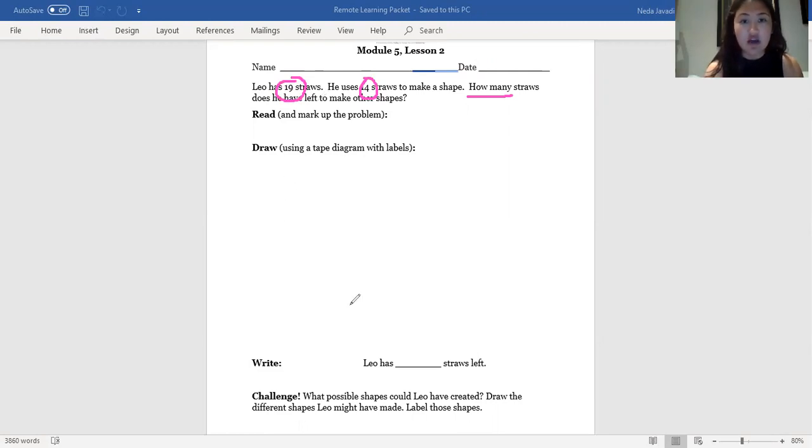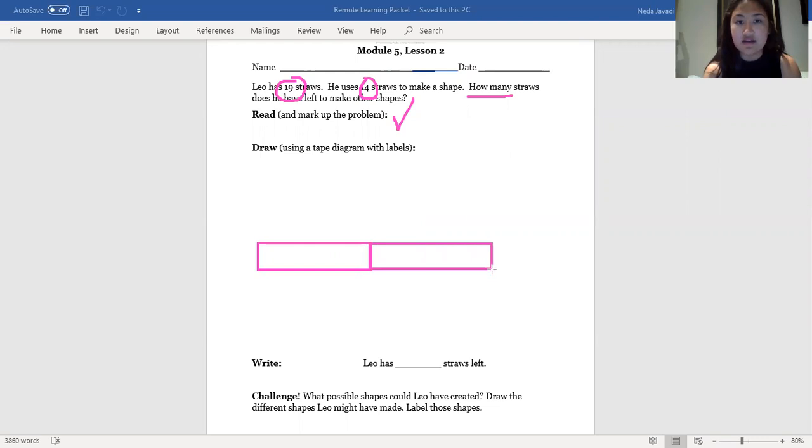Pause the video, read, draw, write, and then play when you're done. Cool. So you should have solved, and let's go over what your problem should look like. So we read the problem, we marked up the problem, so I'm going to give that a check. Now we need to draw using a tape diagram with labels. So I'm going to set up my tape diagram, and I know that a tape diagram has one box and then another right next to it, and then it has those two lines right at the top.